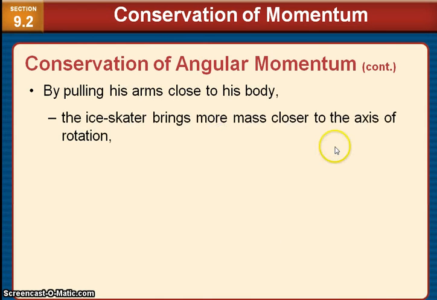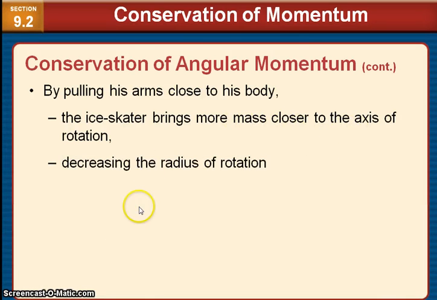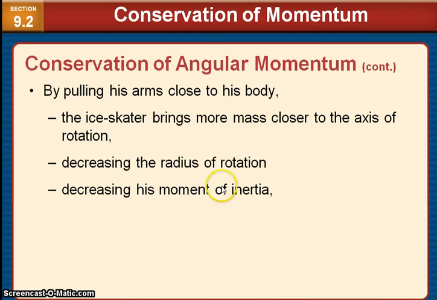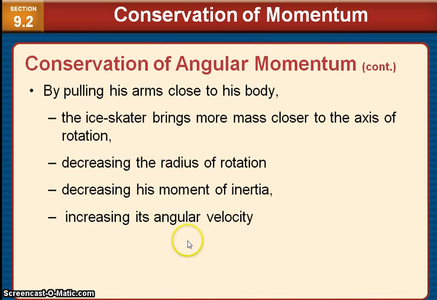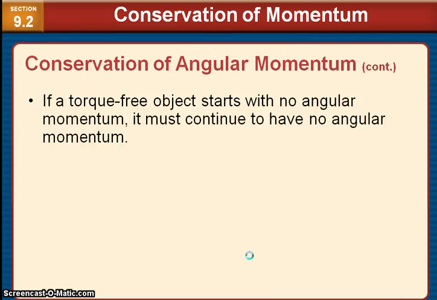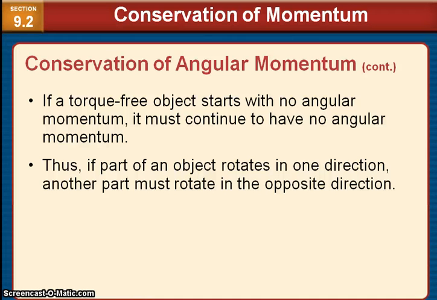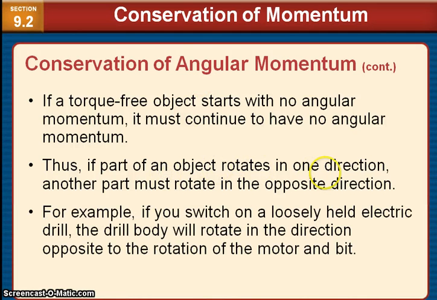So pulling his arms closer to the body brings his mass closer to the axis of rotation, decreasing the radius of rotation, therefore decreasing his moment of inertia, and it can increase his angular velocity. The moment of inertia is like mass, and angular velocity is like velocity. If I increase one, I can decrease the other to end up conserving momentum. If a torque-free object starts with no angular momentum, it must continue to have no angular momentum. So if part of the object rotates in one direction, the other part must go in an opposite direction.